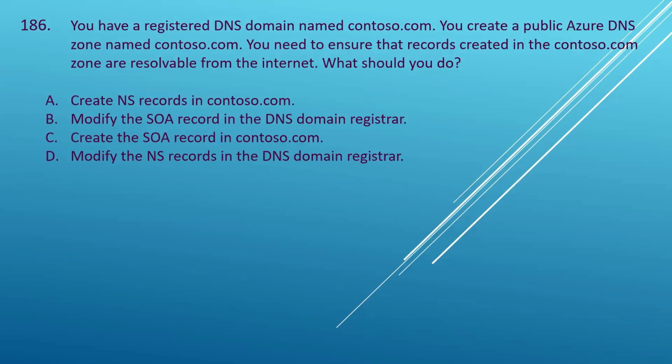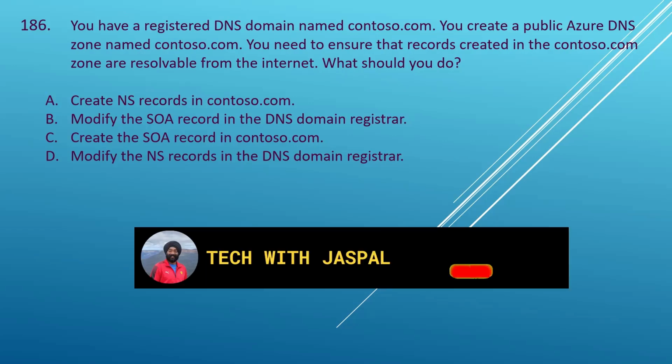Question number 186. You have a registered DNS domain name contoso.com. You create a public Azure DNS zone named contoso.com. You need to ensure that records created in the contoso.com zone are resolvable from the internet. What should you do? Your options are: create NS records in contoso.com, modify the SOA record in the DNS domain registrar, create the SOA record in contoso.com, modify the NS records in the DNS domain registrar.